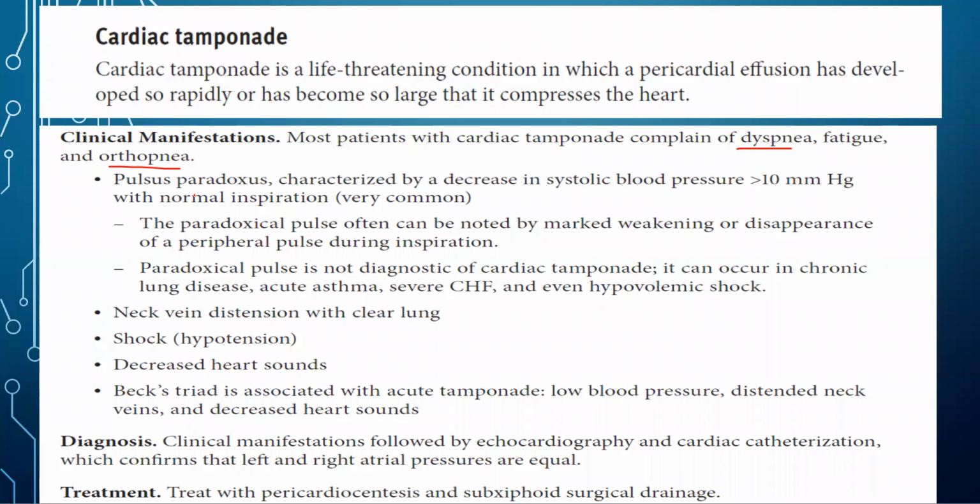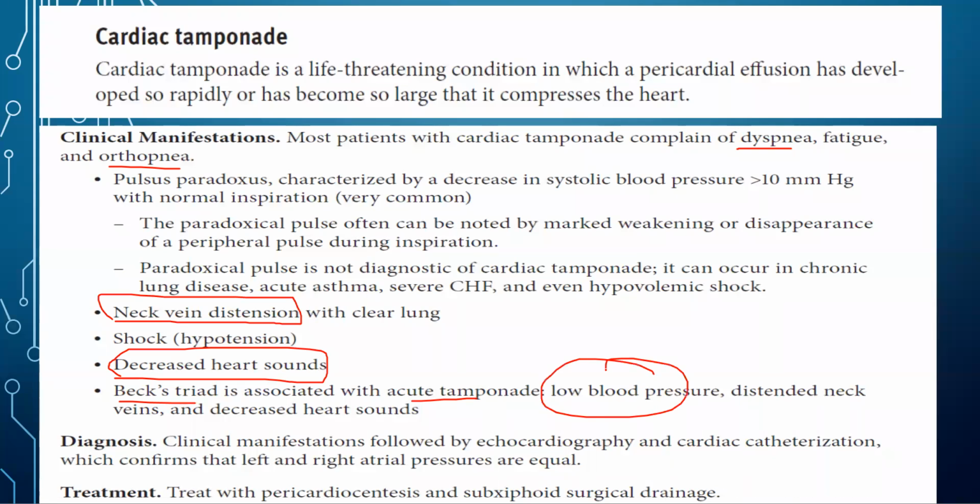In this condition, obviously, if the heart is not filling, then what will happen? The vena cava, all of this will be engorged. So you'll get neck distension or raised JVP. The patient will have muffled heart sounds because if there is fluid around the heart, the heartbeat will be very muffled. So there is a triad of acute tamponade called Beck's triad. You get hypotension, you get distended neck veins, and you get muffled or decreased heart sounds. So hypotension, muffled heart sounds, and raised JVP, that's cardiac tamponade.